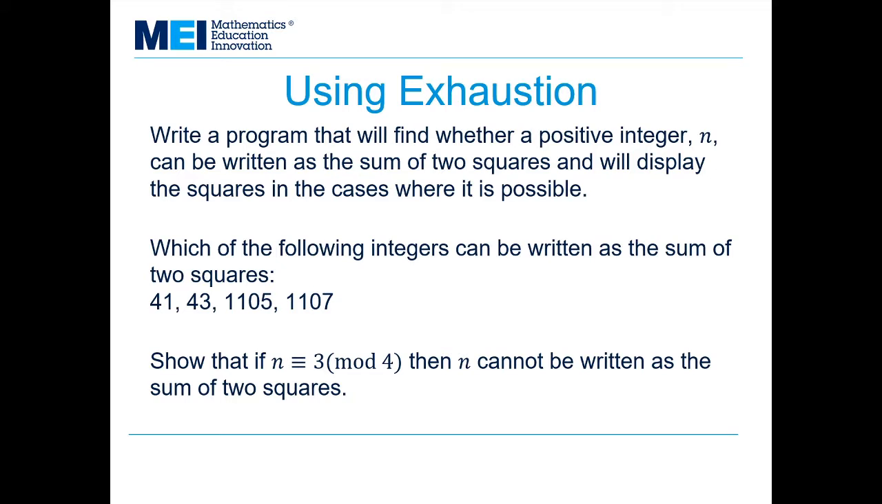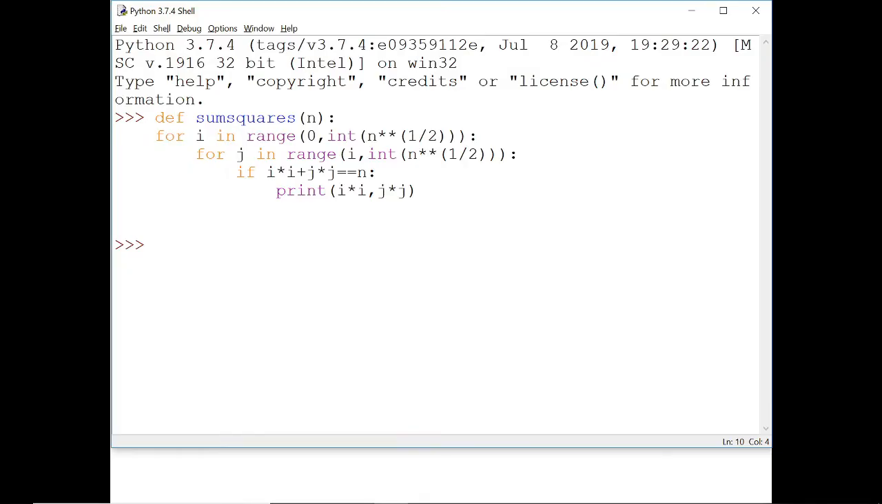The second example we're going to look at in this video is using exhaustion, so checking every single case of something. And in this example, we're going to write a program that finds whether a positive integer n can be written as the sum of two squares, and in the cases where it is possible, our program will display the squares. Here's an example of a program you could use for this.